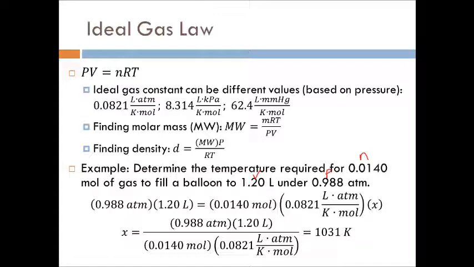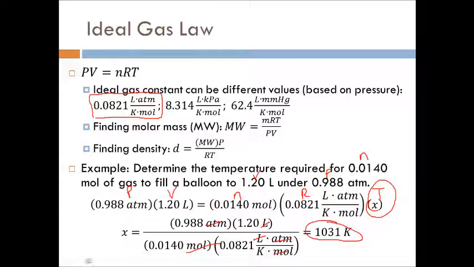That means if we go back up to the top, we're going to use this first gas constant. Like before, we just plug in what we have. So P times V equals nRT, and we're looking for T here. We're going to take the 0.988 and multiply by 1.2, and divide that by 0.014 times 0.0821. Our units will cancel, and we're left with an answer of 1,031 Kelvin.